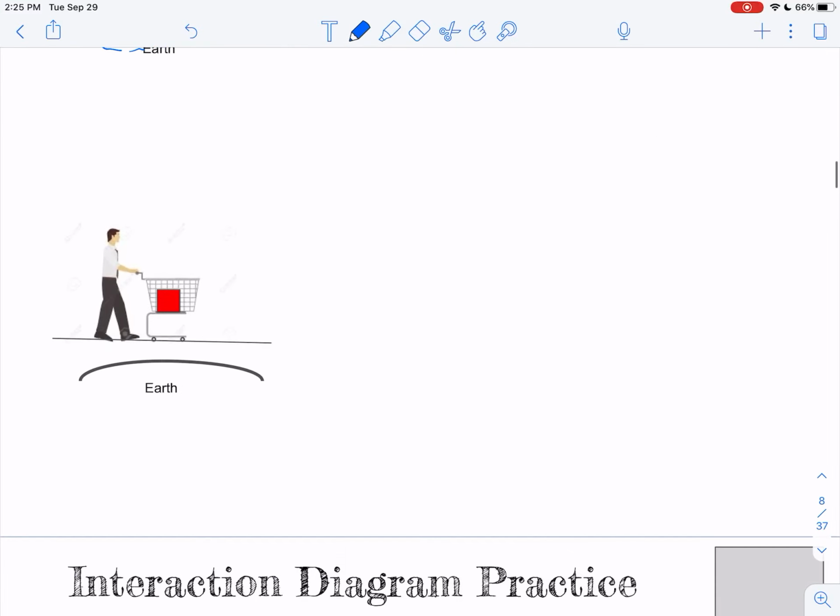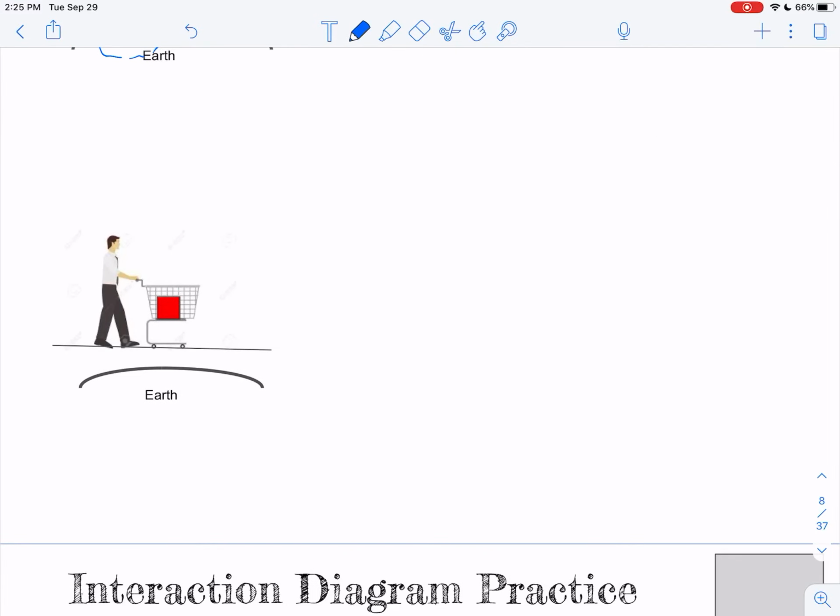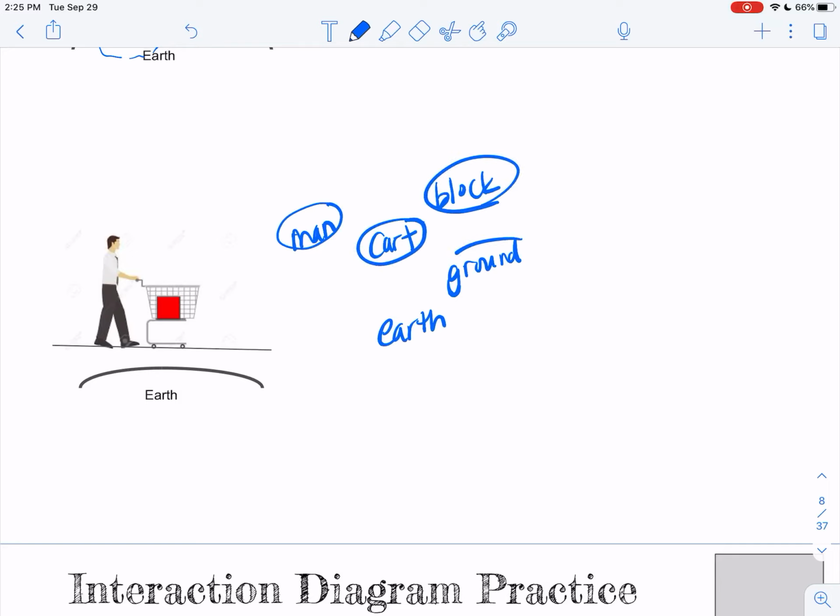Okay, and let's do another one for this guy pushing the cart. Okay, so we're going to have the earth, the ground, the man, the cart, and I guess that block we'll call separate from the cart. Sometimes you might call the cart and the block all the same thing. It just kind of depends on the analysis. We'll get into that soon. Okay, all right, so we have all of these objects.